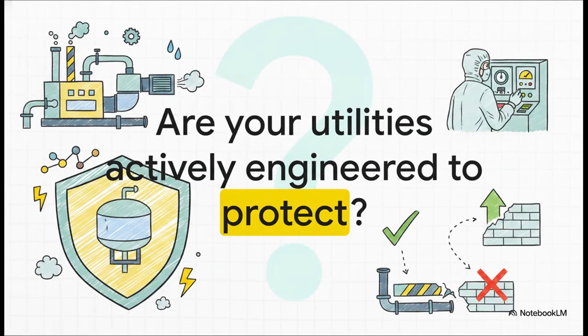As we wrap up this explainer on Module 5 of Annex 1, I really want to leave you with a crucial question. I encourage you to take a hard look at your own organization's manufacturing facility. Ask yourself, are your critical utilities, your WFI, your clean steam, your gases, and your HVAC truly and actively engineered to defend your sterile boundary? Or are they just running in the background while you quietly hope they don't fail?